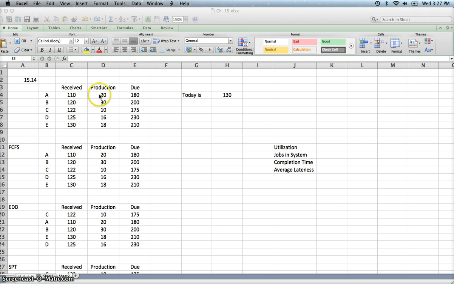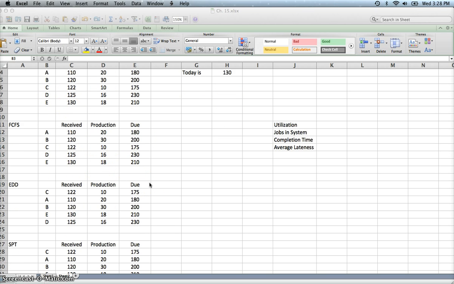They show how many days it will take to actually complete this job. So job A would be 20 days, job B would be 30 days, and so on. And we've given the client a due date, so we expect to be done with this in day 180. And today's date is 130. Now this should make sense because these priority rules are based on basically having all the information. And so you'll notice that the last job we received, E, was on day 130, and so today is 130, and we are now going to go ahead and schedule these jobs.